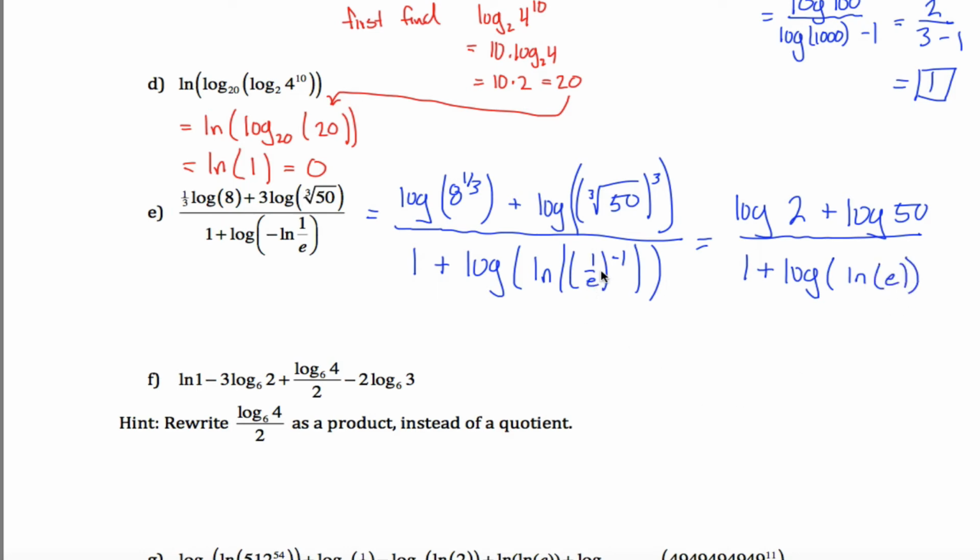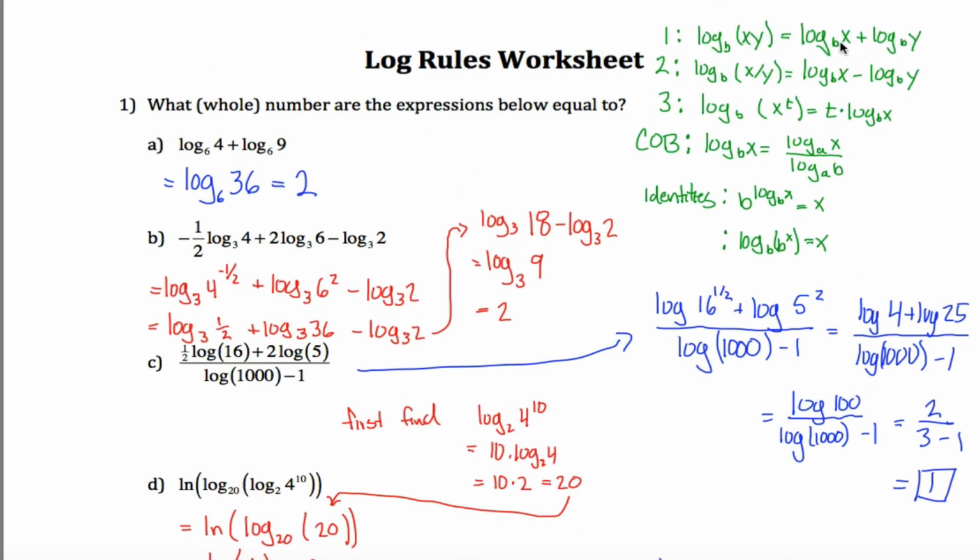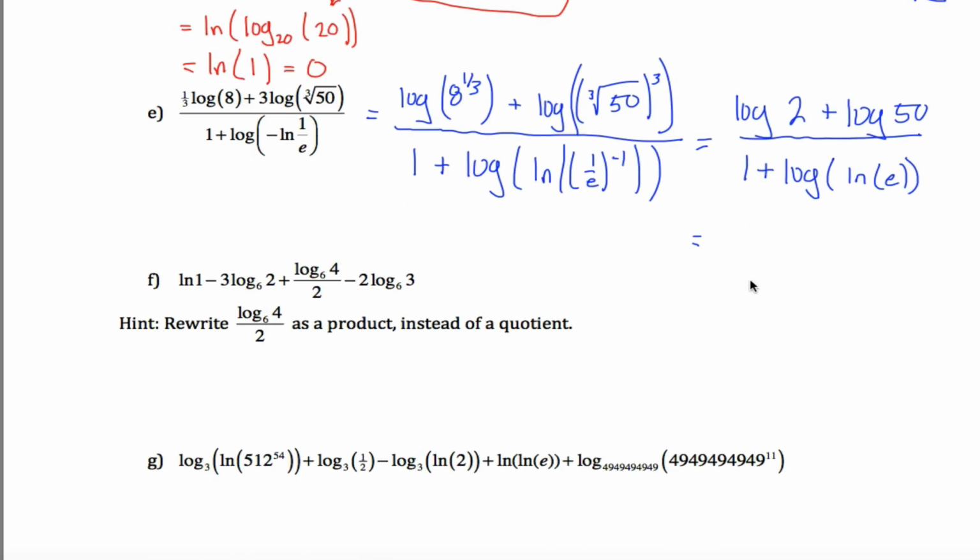So I'm just going to rewrite 1 over e to the negative 1 power as e, because that's what it's equal to. And then in the next step, I'll change this natural log of e into the 1 that it's equal to. All right, so now I can start simplifying stuff, maybe right here. Up on the top, I got the log of 2 plus the log of 50, and using this first log rule kind of in reverse, I can rewrite that as the log of 2 times 50, which ends up just being 100.